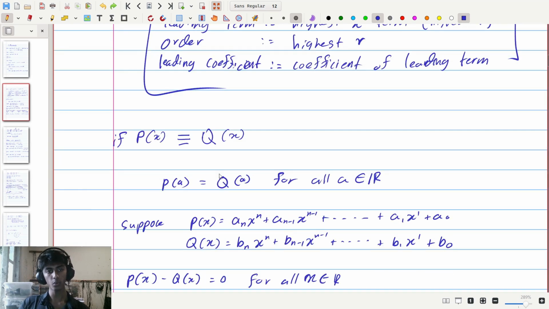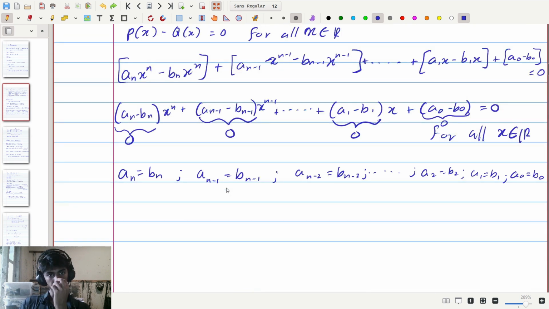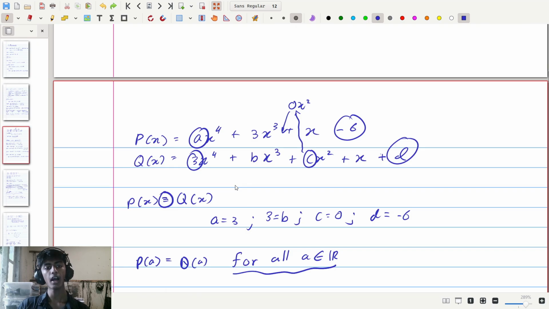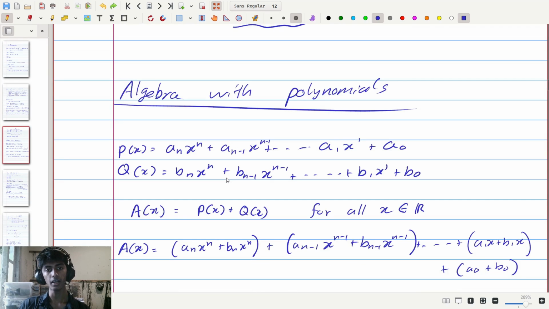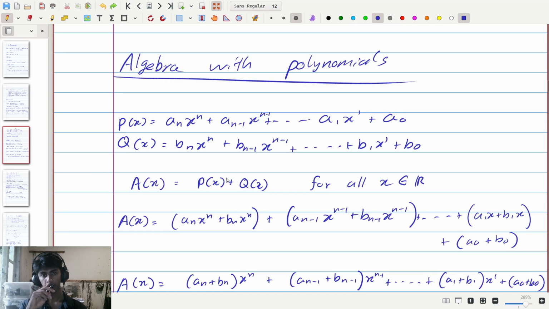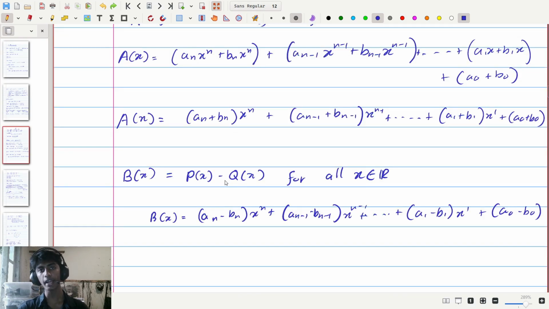And after using that, we then showed that if two polynomials are identical, meaning p(x) identical to q(x), which means that p of any a is equal to q of any a for all a in the real numbers. Given this condition, we proved that each of the pairs of coefficients of any power x to the r have to be equal to each other. We showed that a sub n is b sub n, a sub n minus 1 is b sub n minus 1, and so on. After proving that, we then started to do algebra with polynomials. We figured out what to do when you want to add two polynomials together. We figured out what to do when you subtract two polynomials.